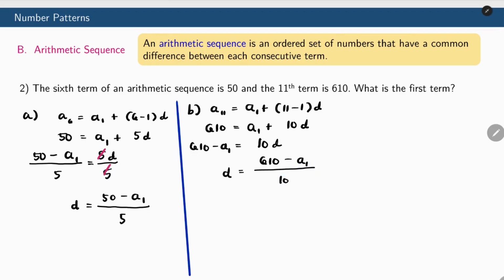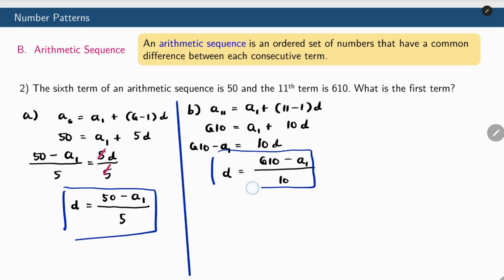You can see that we have obtained equations for d. d is equal to this and d is equal to this. By the reflexive property of equality, d is equal to d.